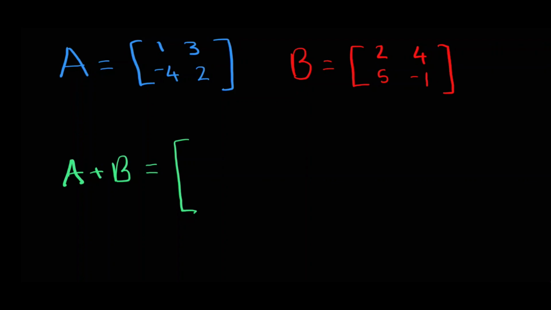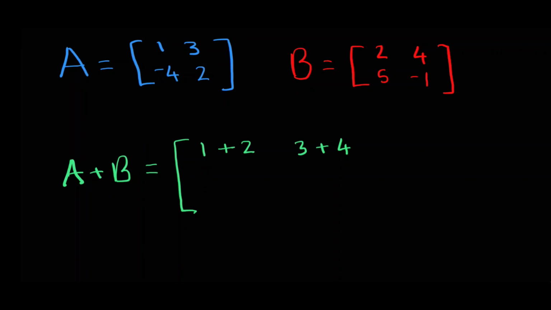So for example, we can start with the first column of the first row. In A that's 1 and in B that's 2. So our first entry is going to be 1 plus 2. Then we can move on to the second column of the first row. In A that's going to be 3 and in B that's 4. So it's 3 plus 4. And then we just keep going.